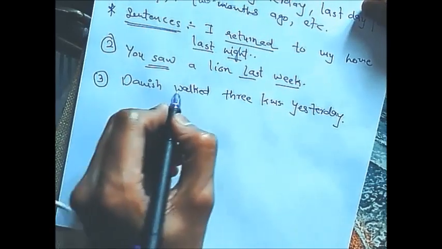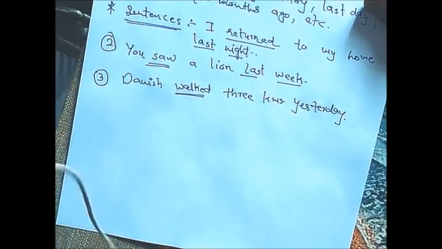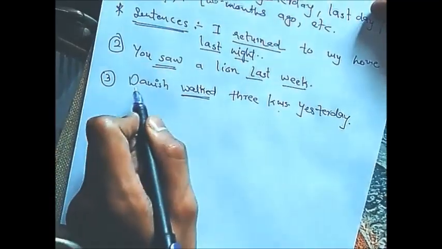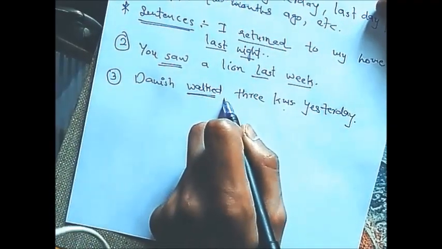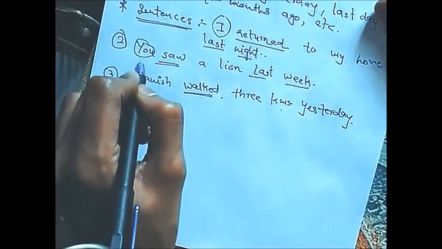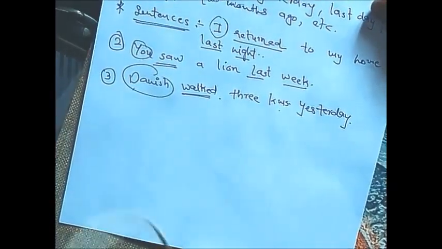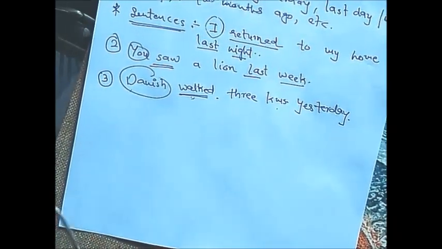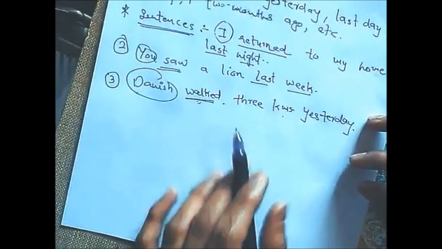Here walked is our verb and the main form of walked is to walk. So this is simple past tense. Here, whatever your subject is, whether it is I, you, he, she or whatever, you just have to put the second verb form, it means the past verb form here.